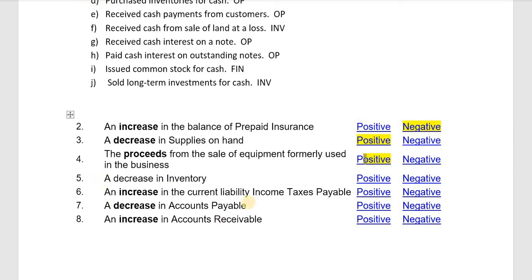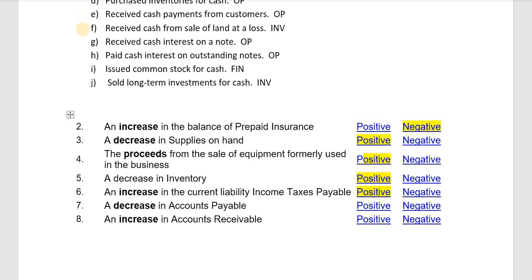Number 5, a decrease in inventory. Well, if inventory goes up, it's because I bought it. If inventory goes down, it's probably because I sold it, so cash will come. It's a positive for cash. Number 6, an increase in the current liabilities, income taxes payable. An increase in any liability is really just another name for borrowing money. And if I borrow money, what happens to my cash? It goes up.